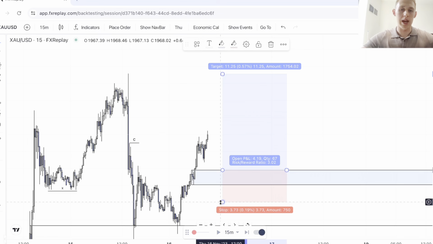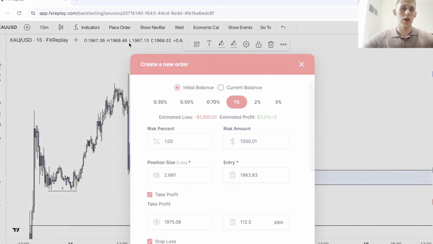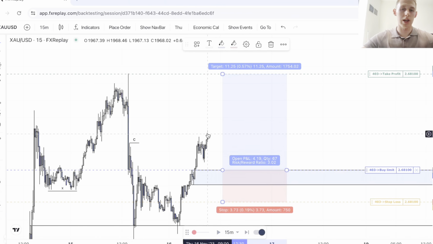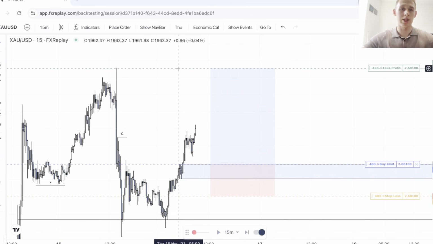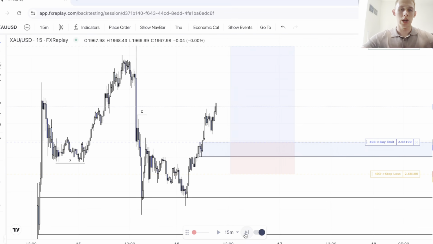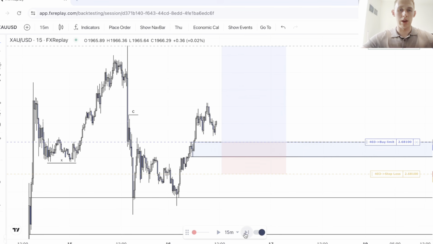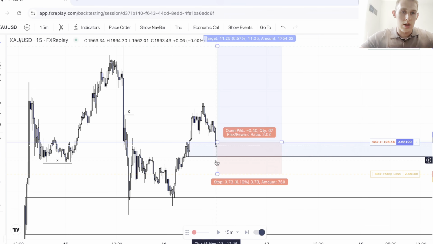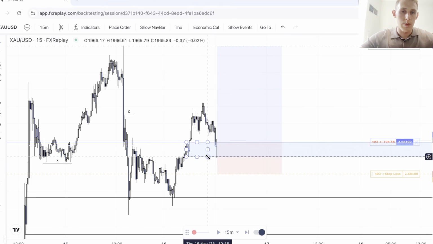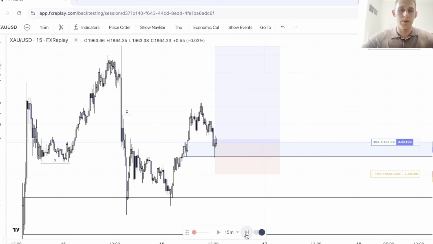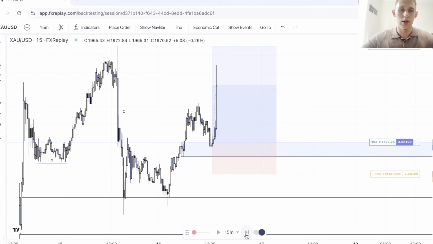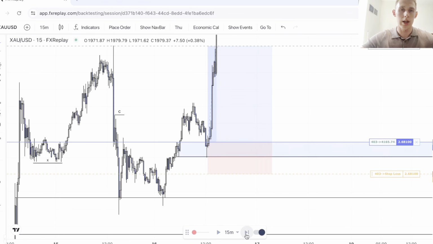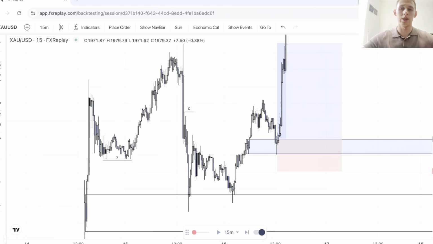So going to set a limit there and target this high. Maybe have a bit of a tighter stop. Sorry, not target the high, target a 1 to 3, but it kind of aligns very nicely with a 1 to 3. So let's have a look. Okay, so price did sweep that demand. Nice reaction. And there we go. Very nice.